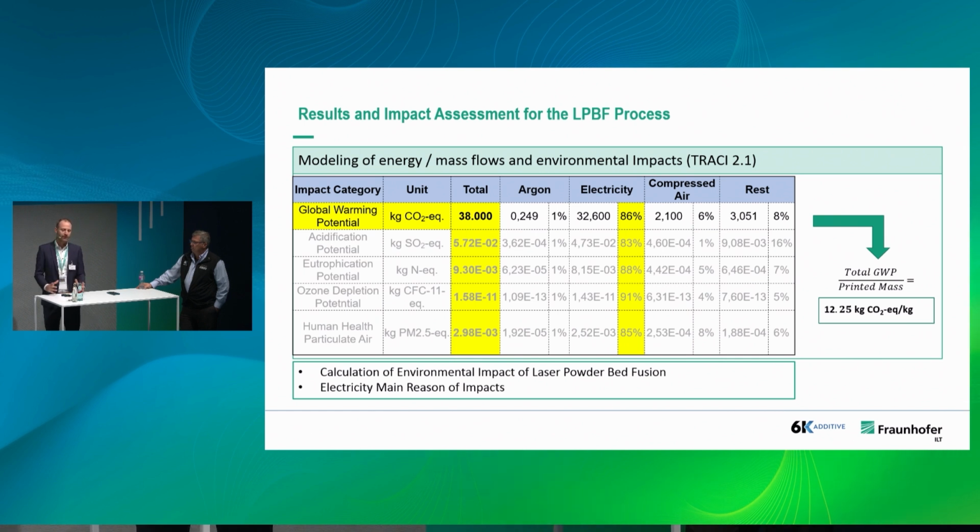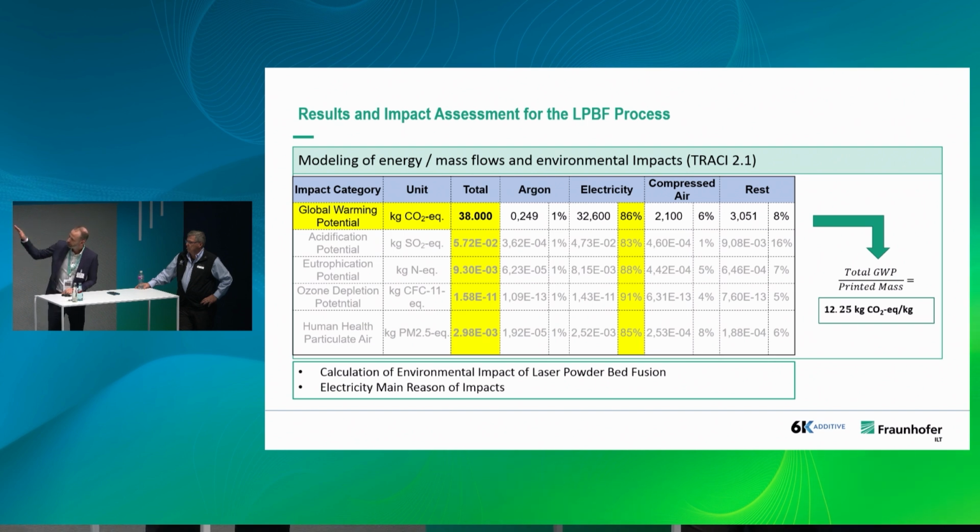So we took all the numbers, took the electricity mix of Germany, and since we've got a lot of coal and whatnot, the impact would, of course, be quite a bit higher in terms of electrical energy compared to, say, Denmark or other countries that have a lot of renewable energy. We ended up with about 12.25 kilograms CO2 equivalent per kilogram part that was manufactured.